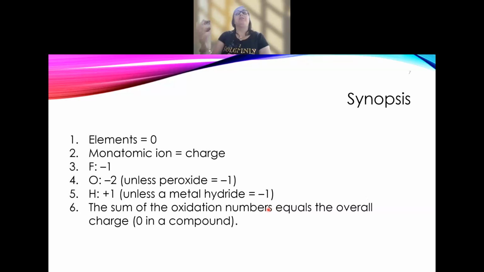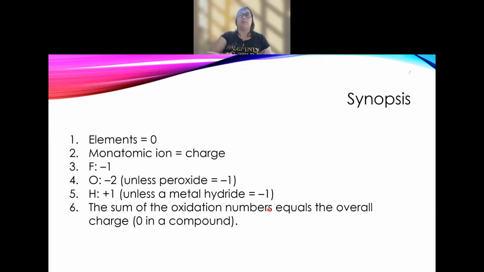Sorry. So the synopsis of what I just talked about: elements equal 0. Monatomic ions equal their charge. And then elements includes how they exist in nature. So an element such as hydrogen that's diatomic, that goes there. Monatomic ions equal their charge.